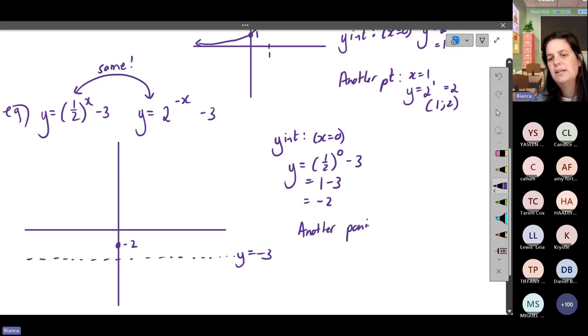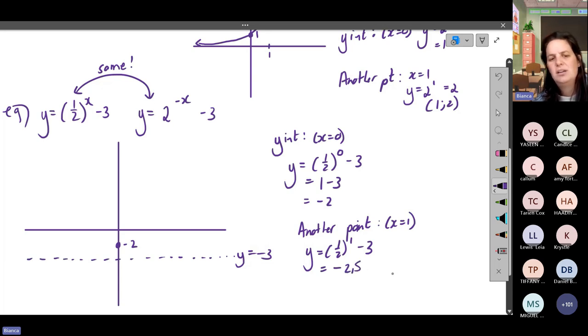Then we want to find another point. Remember what I said to find another point. You can choose any x value, but I'm going to choose x equals 1. Well, I always choose x equals 1. So we're going to say y equals a half to the power of 1 minus 3. So what is a half minus 3? Negative 2.5.